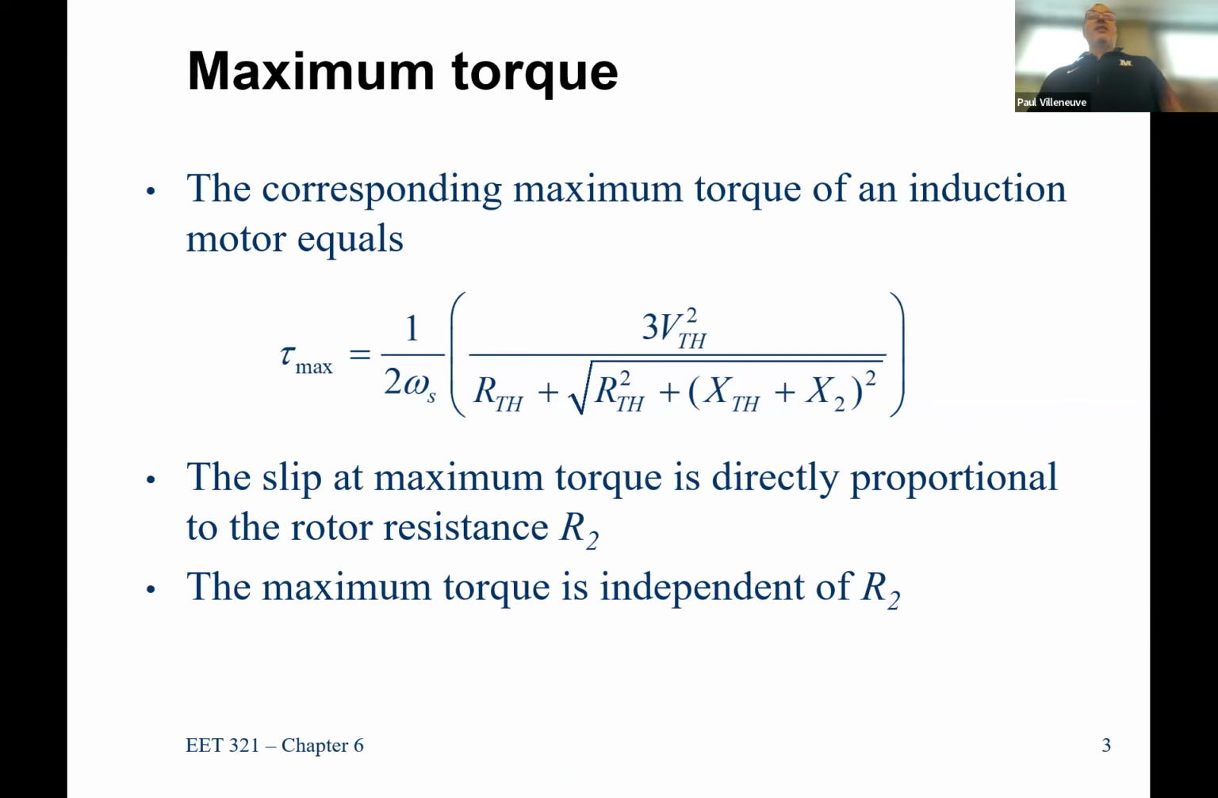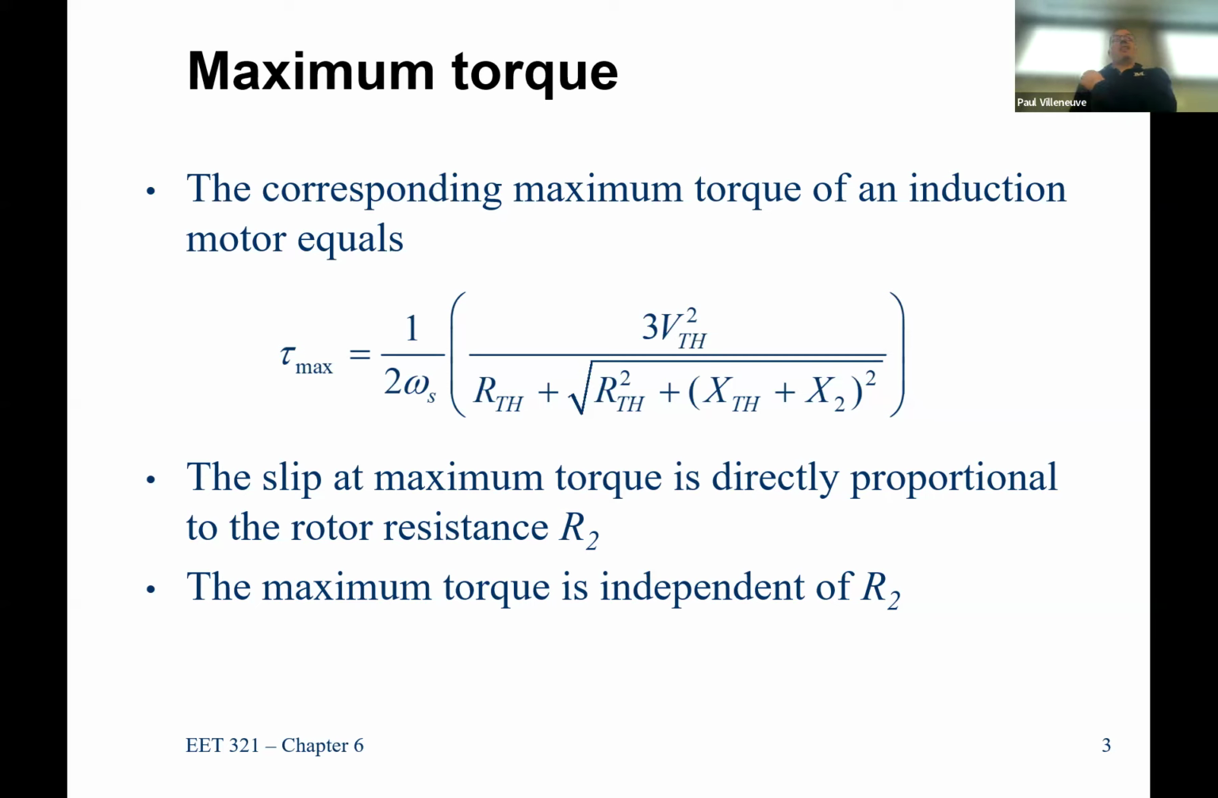But one thing to say, so I move the torque, but if you notice, where's R2 in here? Our slip max is directly proportional to R2, but the max torque doesn't care about R2. So I can tweak R2, change that speed where that max torque occurs, but the max torque is still going to be the same value.